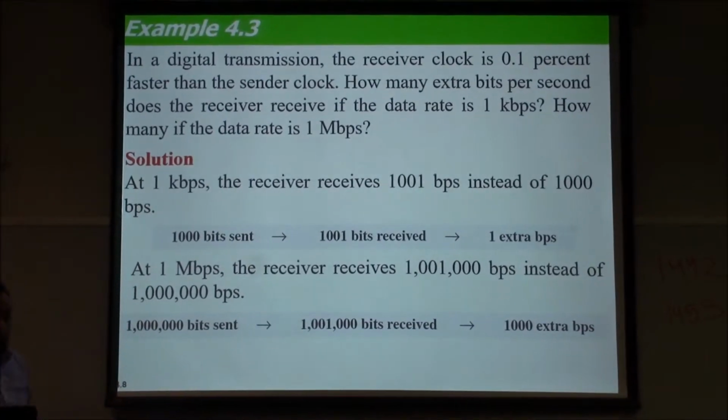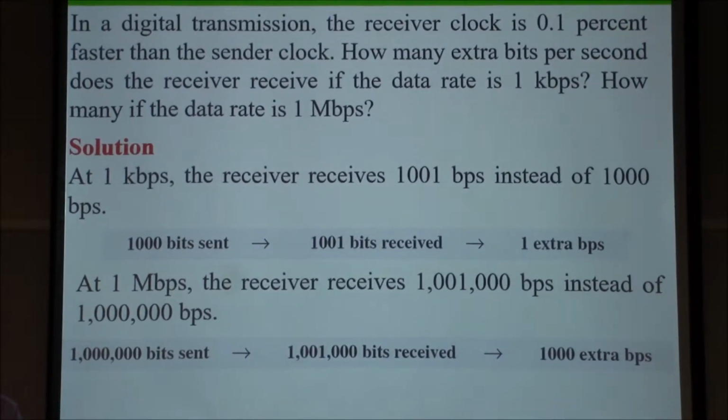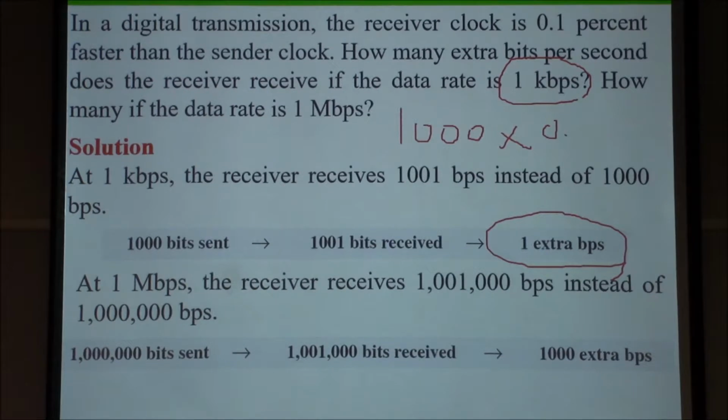In this example, in a digital transmission, the receiver clock is 1% faster than the sender clock. How many extra bits per second does the receiver receive if the data rate is 1 kilobit per second? If the data rate is 1 kilobit per second and the receiver clock is 1% faster, we will receive 1 extra bit. Basically, we are sending 1 kilobit per second. That means we are sending 1,000 bits per second. Multiply that by 1%, which is 0.01, and that gives you 1. So that is 1 extra bit. We are sending 1,000 bits, we receive 1,001.